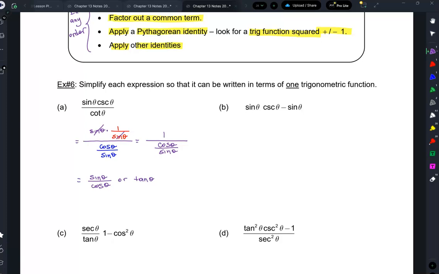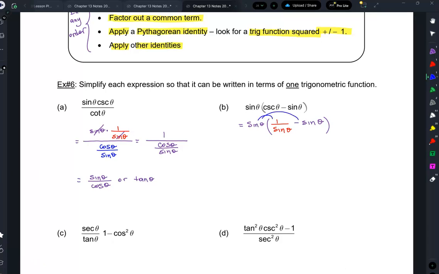I said or, so either or will work. Okay, so here we go. This one has parentheses, I believe. So let's do this. Sine theta times, the cosecant can be written as 1 over sine theta minus sine theta.